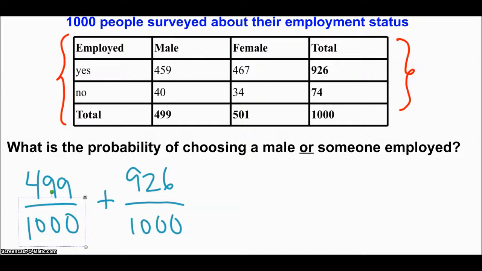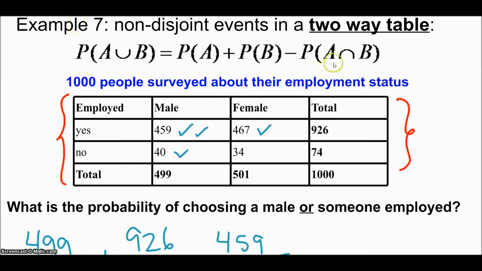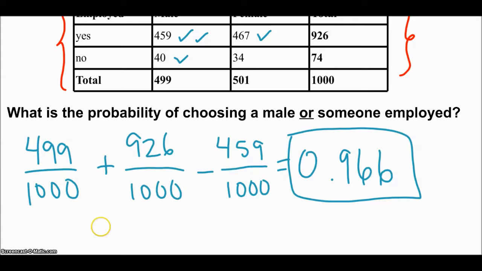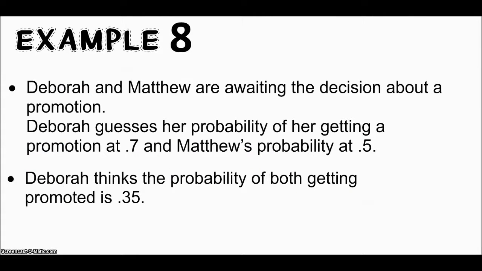Now if you notice, what happened here is we actually added this guy, and this lady, and we added this guy twice because he falls under the male column and the employed column. So what we need to do is subtract the 459 employed guys that we accidentally added in twice. That's why we have that subtraction up here, the probability of A intersection B. So when we do this math, the probability would be 0.966 or 96.6%. Quite a bit.